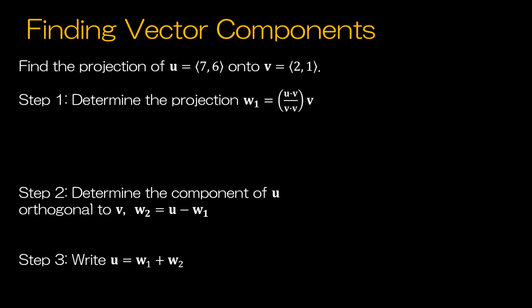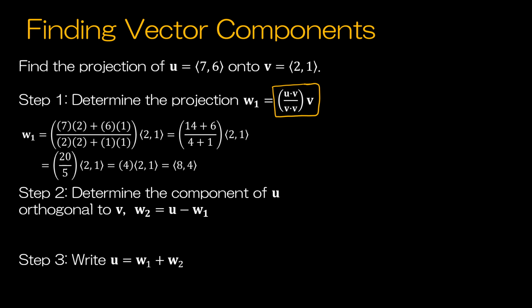Let's take a look now at the process now that we understand the big picture. So I've got vector u, which is 7, 6. I'm projecting 7, 6 onto 2, 1. So if you want, go ahead and graph 7, 6 and 2, 1 so that you have an idea. We're going to look at that together in a moment. Step 1 is to determine the projection W1, which means the first vector. That's the projection of u onto v, and that's how we're going to figure it out.